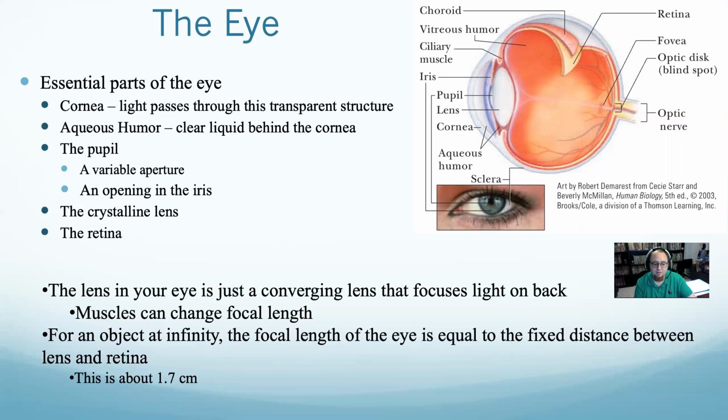Of note, if an object is infinitely far away and you try to look at it, aka you stare off in the distance, your focal length is about 1.7 centimeters. But your eye will flex to move that focal length, and it can change it pretty heavily.